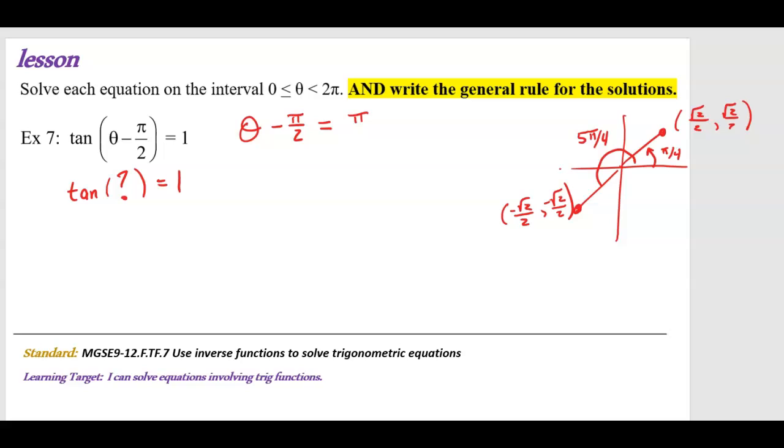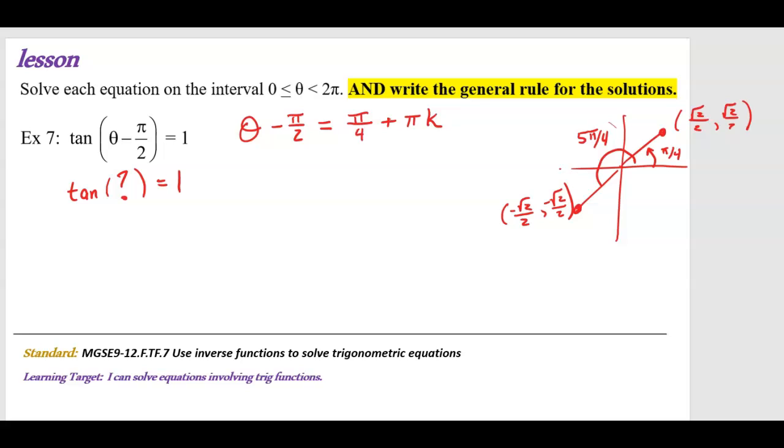Now watch this. Pi over 4 plus pi k is my general rule. Now here's why there's only one general rule. If I say that the argument needs to be pi over 4 plus pi k, well, if k is 1, pi over 4 plus pi becomes 5 pi over 4. So this one general rule for tangent includes both options between 0 and 2 pi. All that to say, there are not two general rules for this tangent function, there's just one.